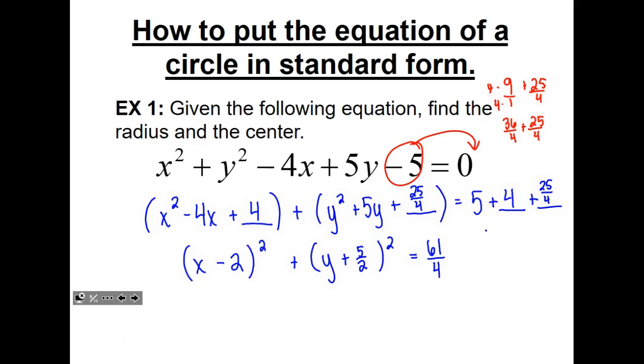Okay, so let's see. Christian, what is the center of this? 2 and negative 5 over 2, right? That's our center. Good, and let's see. Shane, what is our radius? Good, and can we take the square root of 4? It is 2, so let's go ahead and do that. So we'll have square root of 61 over 2.